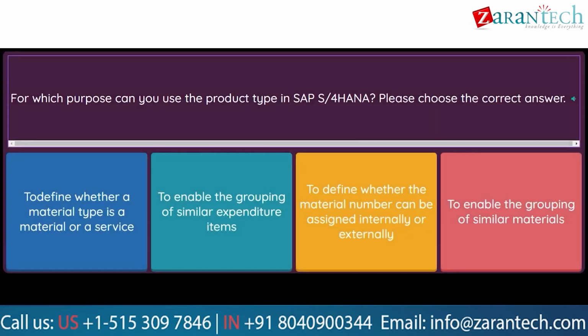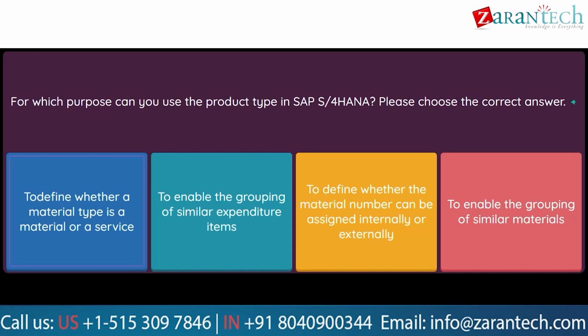Question: for which purpose can you use the product type in SAP S/4HANA? Please choose the correct answer. Option 1 to define whether a material type is a material or a service. Option 2 to enable the grouping of similar expenditure items. Option 3 to define whether the material number can be assigned internally or externally. Option 4 to enable the grouping of similar materials.